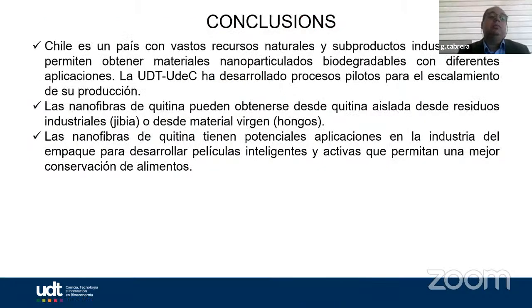Como conclusión, Chile es un país con vastos recursos naturales y subproductos industriales que permiten obtener materiales nanoparticulados biodegradables con diferentes aplicaciones. En la UDT de la Universidad de Concepción hemos desarrollado procesos a nivel de laboratorio y piloto para el escalamiento de su producción. Las nanofibras de quitina pueden obtenerse desde quitina aislada de diferentes residuos industriales, como material virgen o de los hongos. Y tienen potenciales aplicaciones en la industria del empaque para desarrollar películas inteligentes y activas que permitan una mejor conservación de los alimentos.